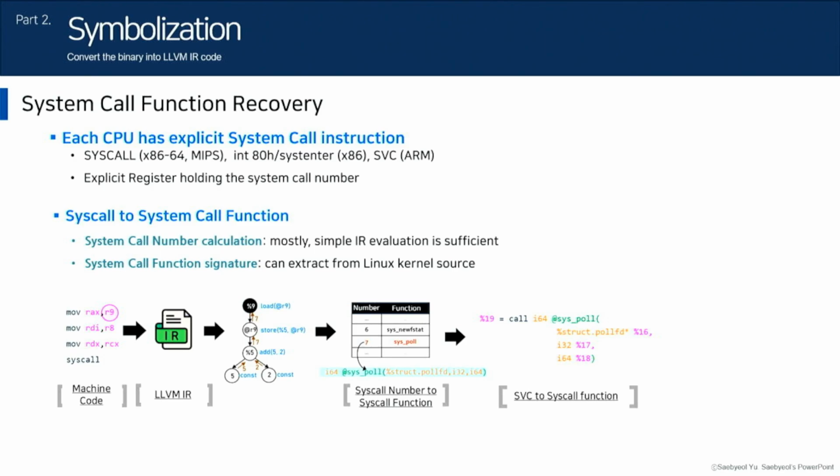Stripped binaries often lack function information. In such cases, the most accurately restorable symbol is the system call function. Modern CPUs have explicit system call instructions, and there is an explicit register to store system call numbers. So we can restore the system call function when we can calculate the system call number, and the system call number is easily calculated using IR constant calculation.